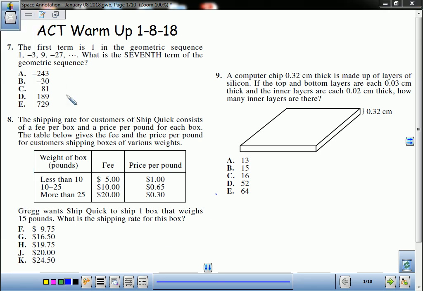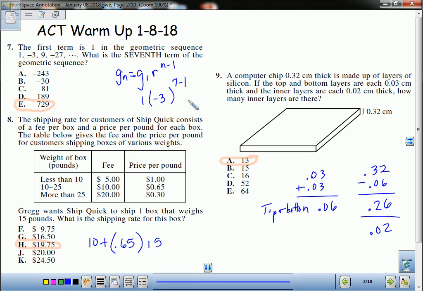Okay, so we're going to take a look at our warm-ups. Today we're back to ACT warm-ups. So you have 3 to do here, and this should be in the 4th column on your warm-up sheet. Just be sure to label it today's date and 7, 8, and 9. And when you're ready to check these, go ahead and press pause now and give them a try. And then when you're ready to check, press play.